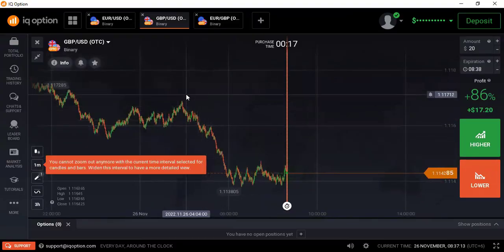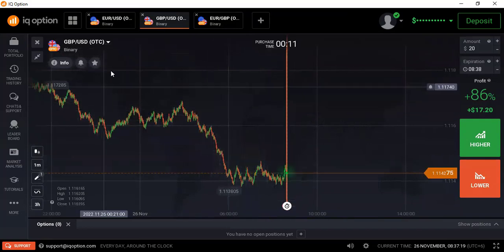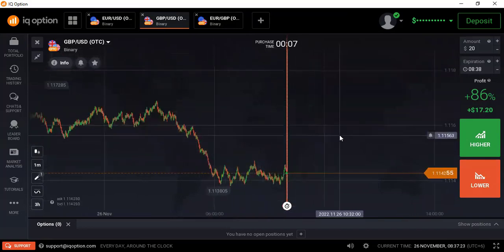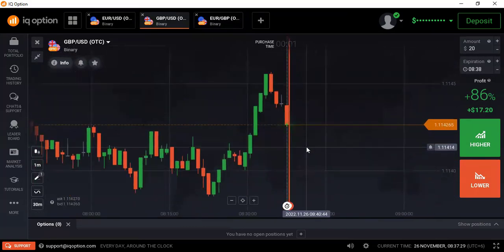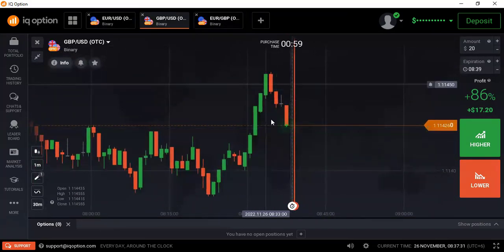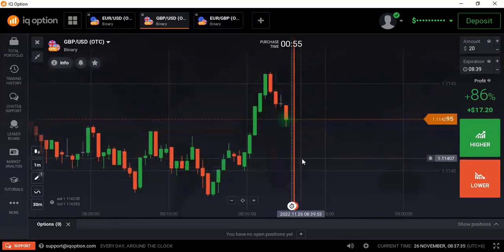Today I will place some trades on the IQ Option platform, OTC market. This is the OTC market today. OTC has no volume, that's why I will place all my trades based on price action only. So let's start. This is the GBPUSD pair, OTC market, and the market is now trying to fall down from this area here. Okay, so I will place my trade after the closing of this candle.